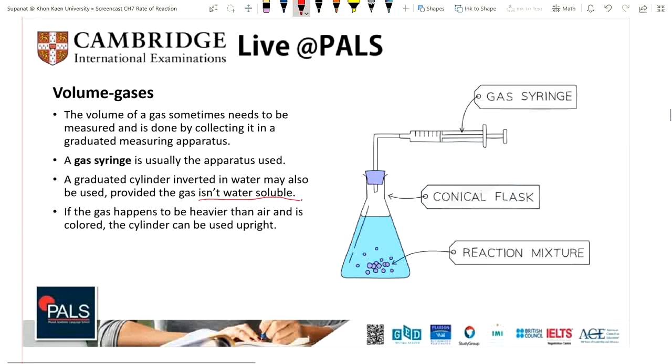So if the gas happens to be heavier than air, or it is colored, then the cylinder can be used upright. For example, the reaction mixture in the conical flask is connected with the gas syringe. Here we can read the scale. We can read out the volume of the gas.